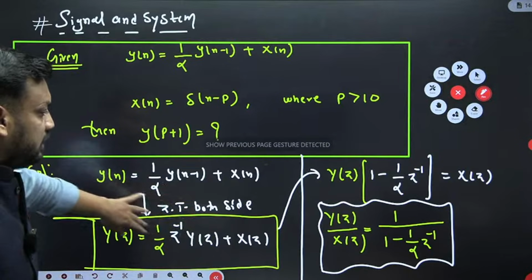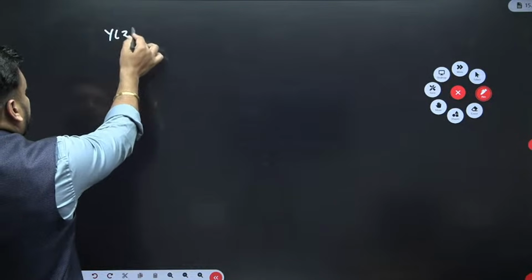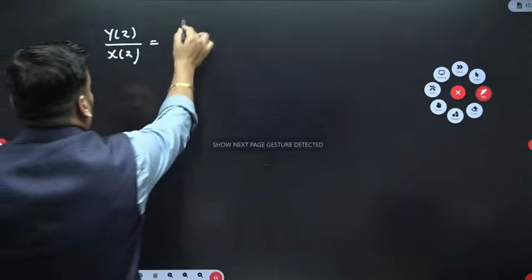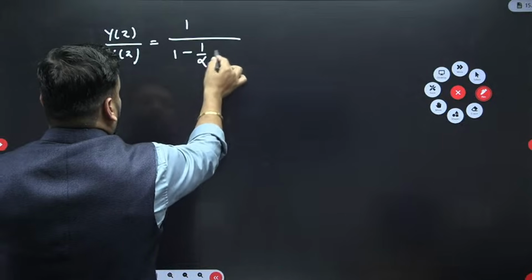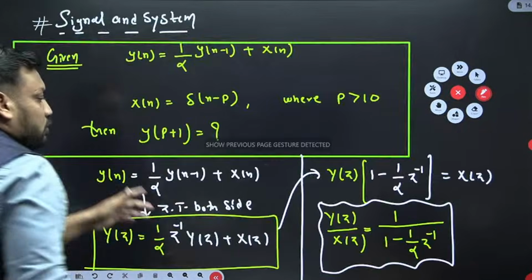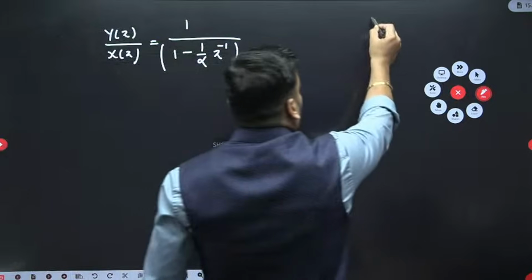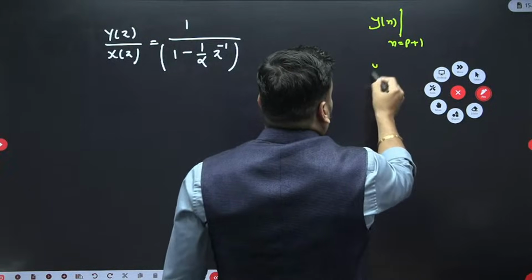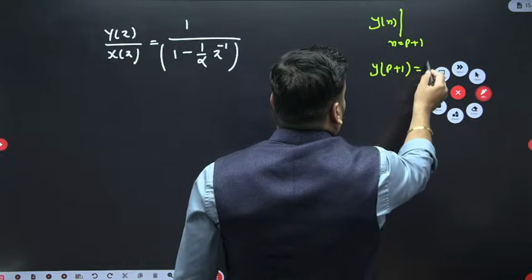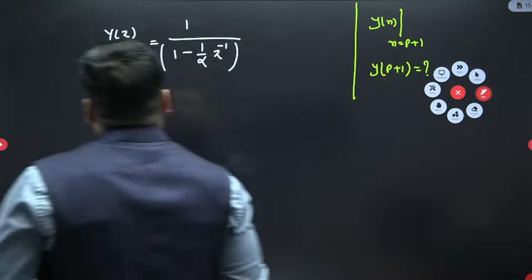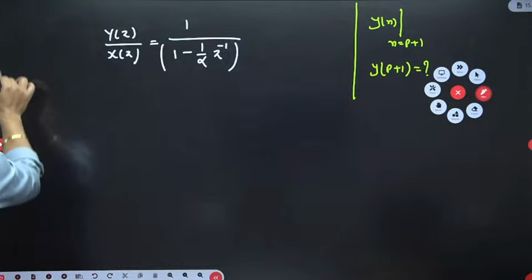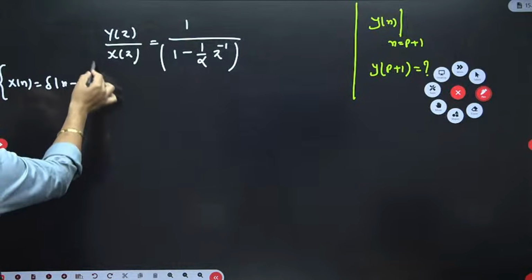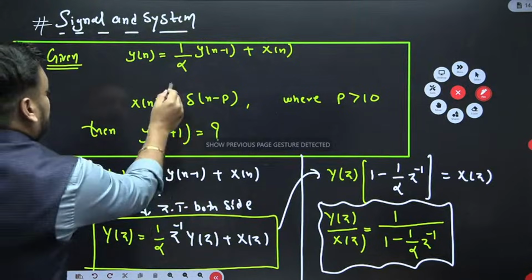So now this is the expression I am just writing here. Y(z) upon X(z), the expression which I got in the last slide, 1 upon 1 minus alpha z inverse. Yes or no? Yes. And what am I looking for? I am looking for y[n], where the examiner wants n equal to p plus 1. It means the examiner is asking for the value of y[p+1]. This I need to find. And do you know what x[n] is given to me? x[n] is given to me as delta of n minus p. That is already in the last slide.